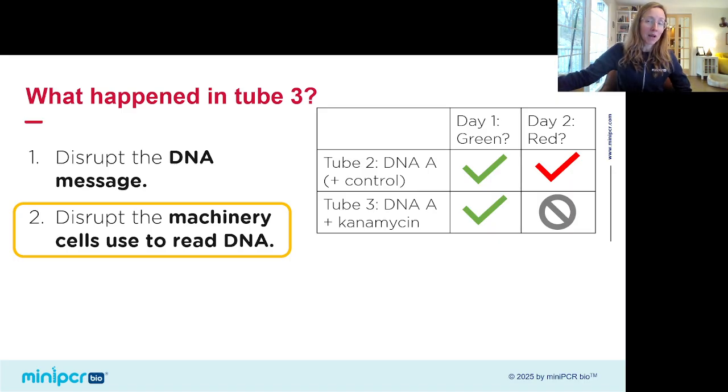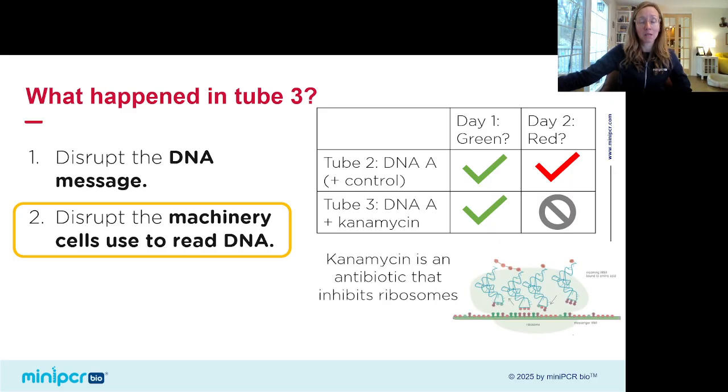When I mentioned kanamycin, you might have noticed that that sounds like the name of an antibiotic, and that's because it is an antibiotic, and it works by inhibiting bacterial ribosomes. So we produced an RNA transcript in tube 3, but that transcript could not be translated into an amino acid chain because our ribosomes had been inhibited by kanamycin.